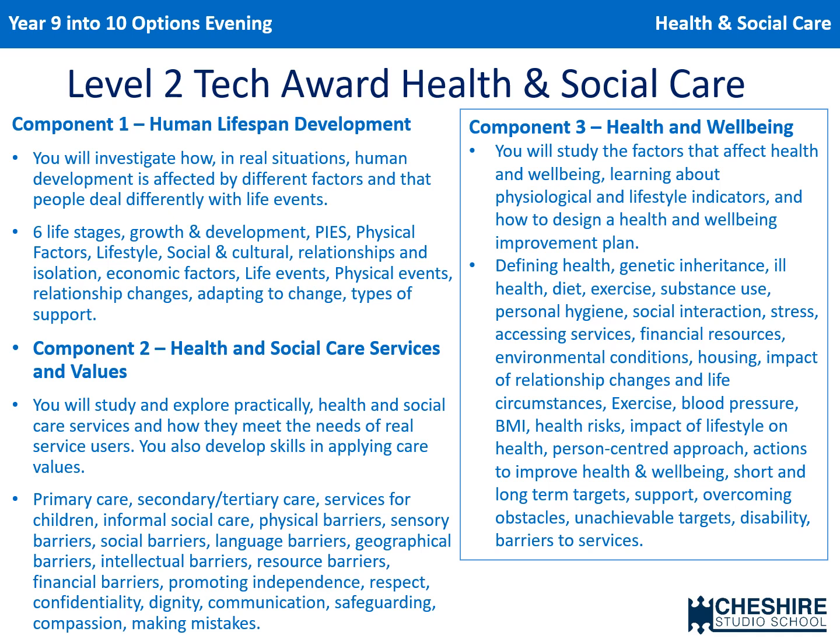So this is where students learn about the care values, such as the 6 C's and compassionate care. They learn what different types of care are available to service users, so the difference between primary, secondary and tertiary care, as well as what different services there are for children and what informal social care is, such as young carers.